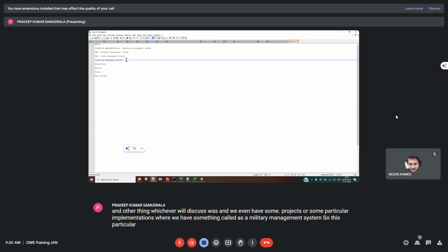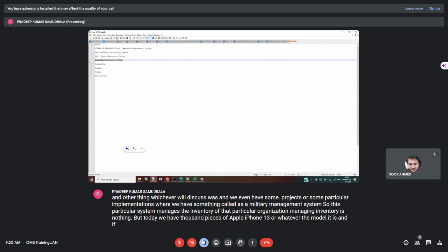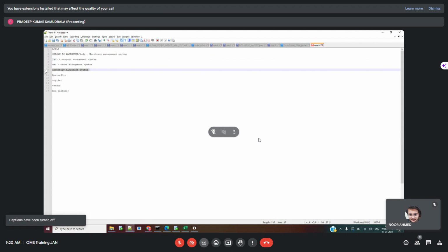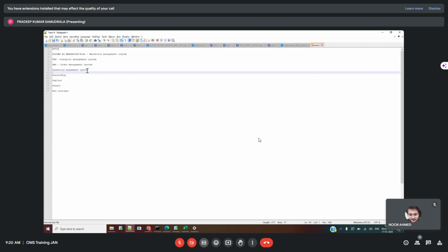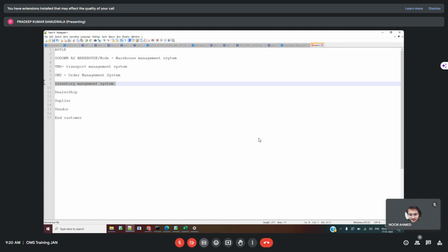So this particular system manages the inventory of that particular organization. Managing inventory is nothing but, today we have 1,000 pieces of Apple iPhone 13 Pro or whatever the model is. And if that count, or if the stock, is going down, they have to refill the stock. If the stock is beyond the threshold, then they have to reduce it. So managing their stock, so that the end customer should not feel that the product is not available for them. To fulfill the need of that customer, they have to manage the inventory, and we call it inventory management system.